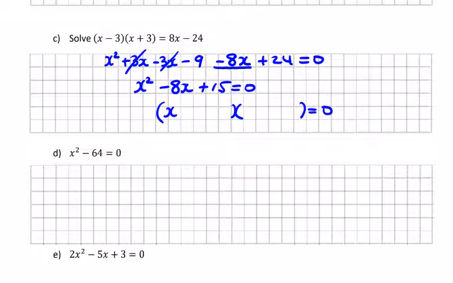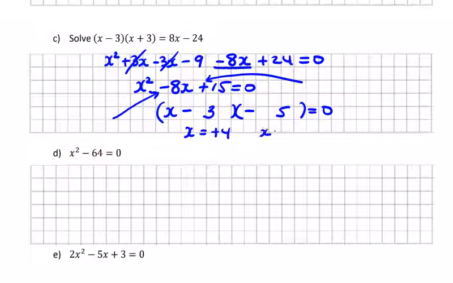x times x. Looks like 5 and 3 here to get minus 8. And you guys know if it's a minus sign in the middle and a plus sign at the end, it has to be two minuses. And we add the numbers together to get the middle term. So 3 and 5 is 8, 3 by 5 is 15. So my solutions: x equals plus 3 and x equals plus 5.